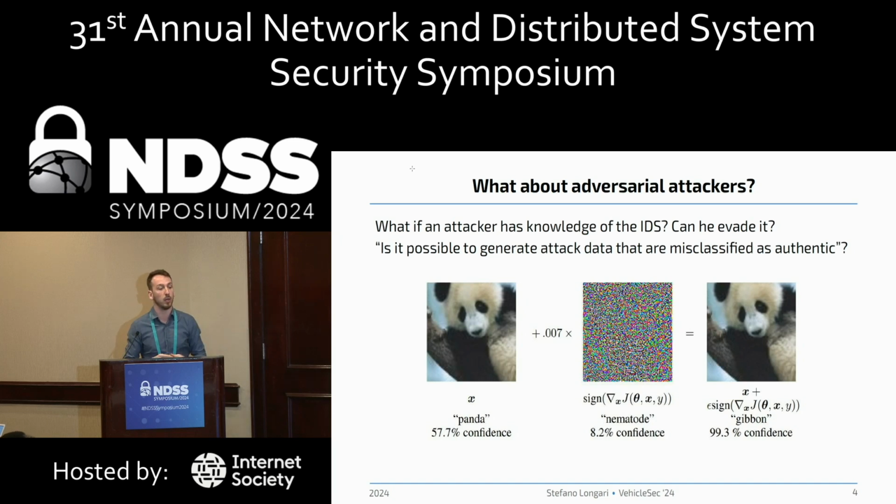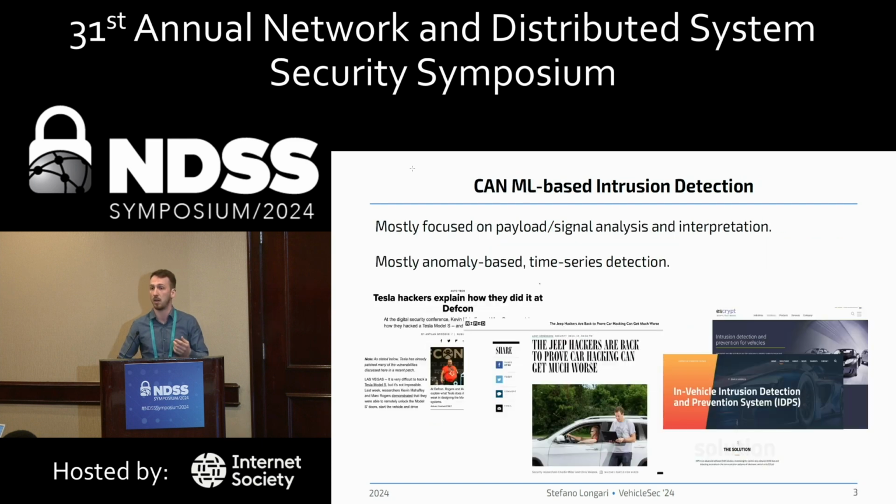The simple example, the most famous one, is the one of the panda. We all see a panda in both images, but an image classifier in the first case considers the image a panda. When the attacker perturbs the image with some apparently random noise, the effect is that the classifier recognizes it as a gibbon. We want to do the same thing on CAN.